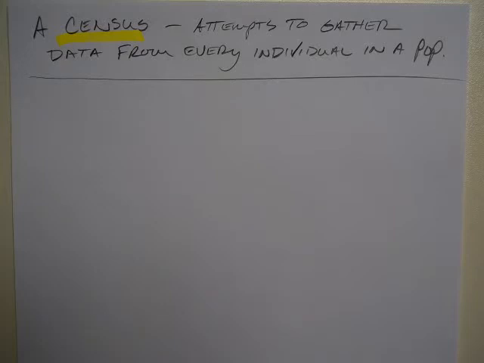The United States does this every 10 years. They have the 10-year census. Basically what they do is they send out a flyer to every head of household. They don't try to get every person, but they try to get every household or head of household to give some information about the people that live in that house.